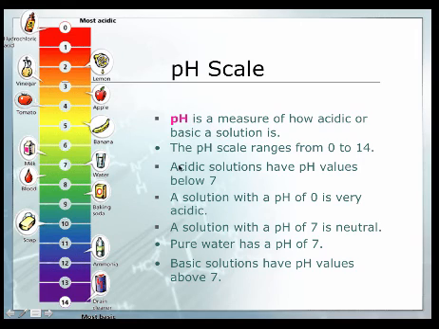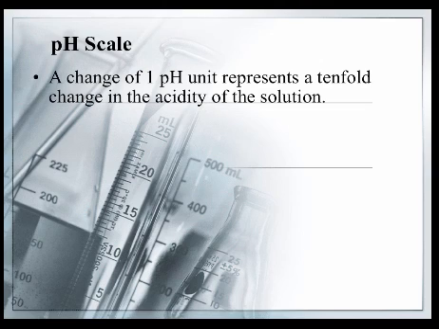So let's take a look at this. The pH is a measure of the acidity or basicity. The pH scale ranges from 0 to 14. An acid has a pH of less than 7. A neutral solution has a pH of 7. Basic solutions have pH values above 7.